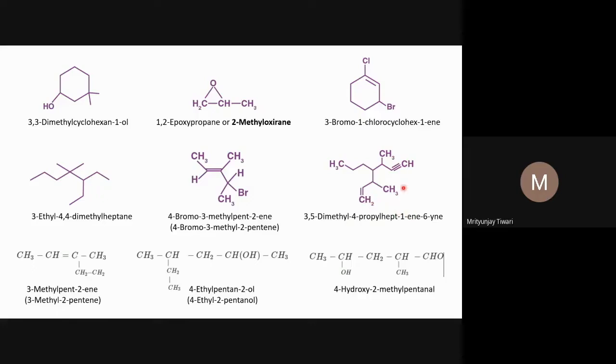1 in 6 ion. At the sixth position we see the double bond. So 6 ion is the name of this compound. So 3,5-dimethyl-4-propylhept-1-in-6-ion.